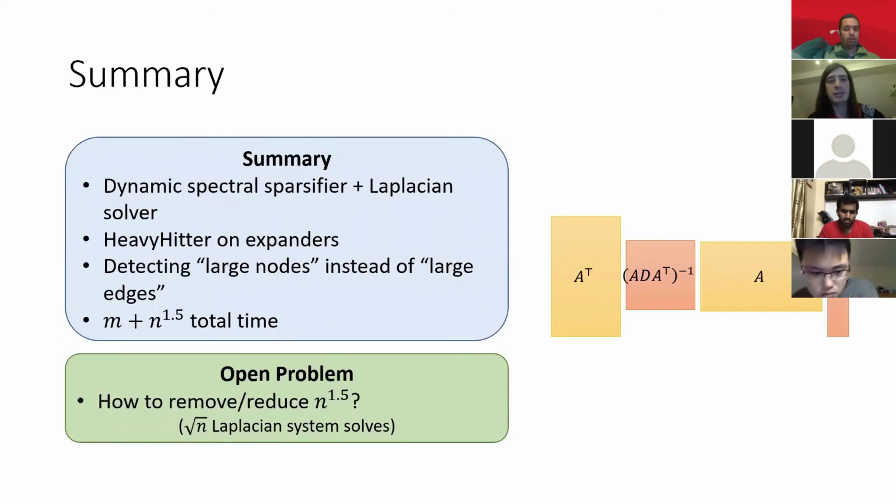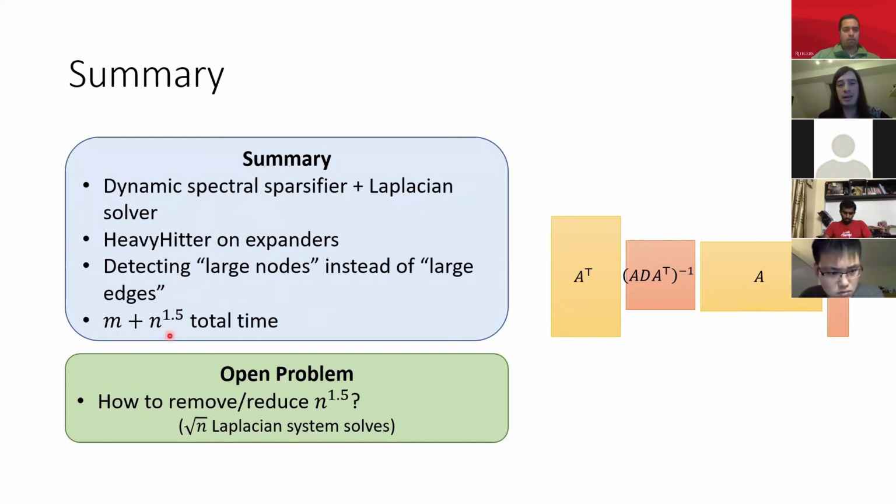So the summary here is that we need to maintain this expression. We can do that efficiently on the left side because A is sparse and V changes in a sparse way. For the inverse, we use a spectral sparsifier and a Laplacian solver. And for this heavy hitter part, we can solve that efficiently by decomposing the graph into a bunch of expanders. And instead of trying to find large edges, we try to find large vertices. And that's how we get this n plus n to the 1.5 total time algorithm.